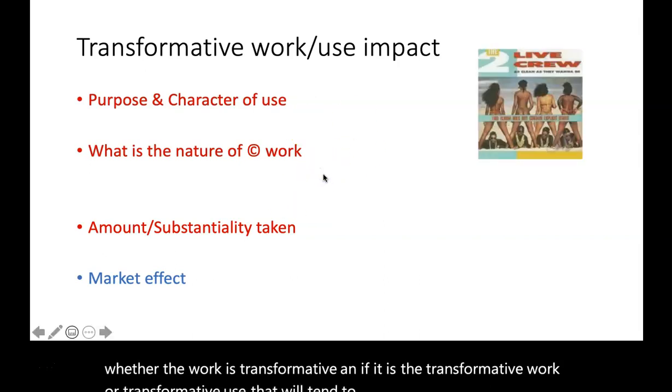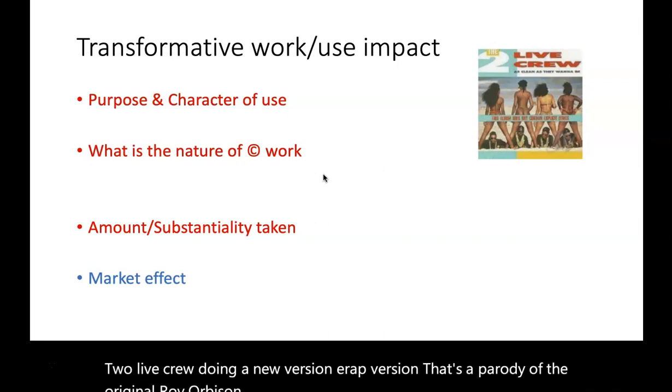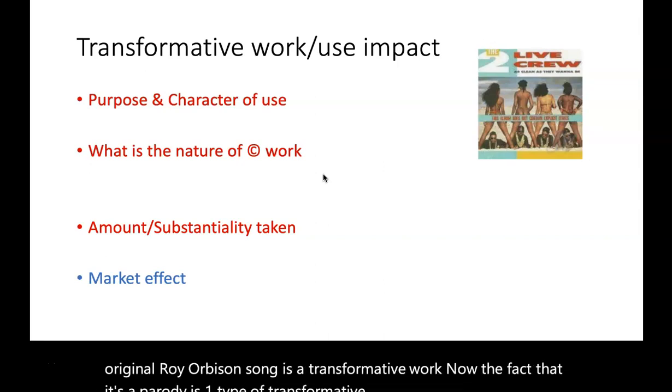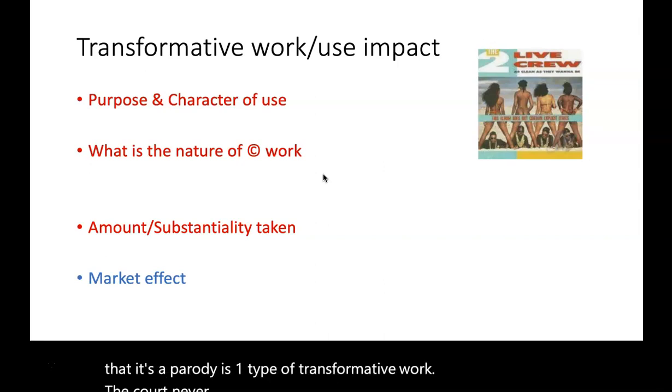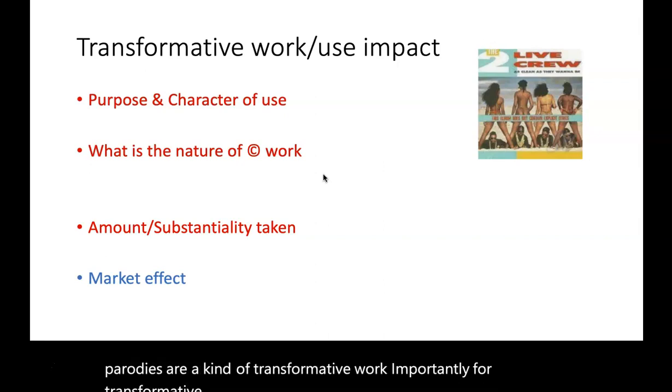So, Two Live Crew doing a new version, a rap version that's a parody of the original Roy Orbison song, is a transformative work. Now, the fact that it's a parody is one type of transformative work. The court never said parodies are per se fair. Rather, they just said parodies are a kind of transformative work. Importantly, for transformative work or use, you could take 100%. How could that be?